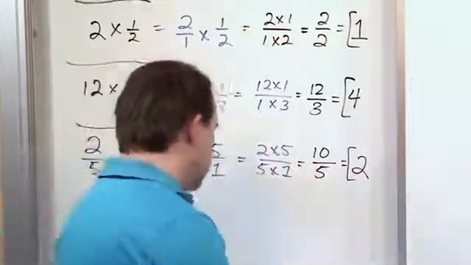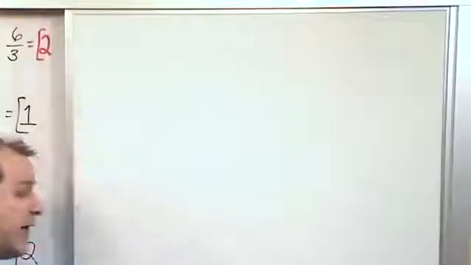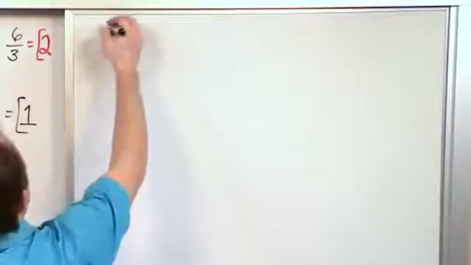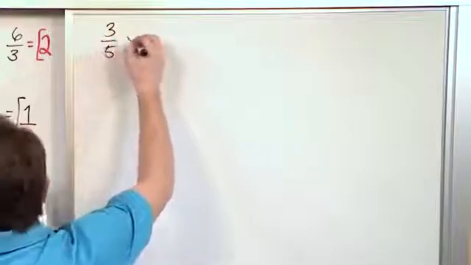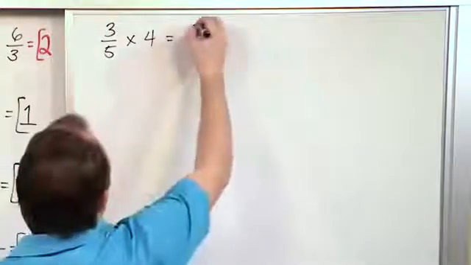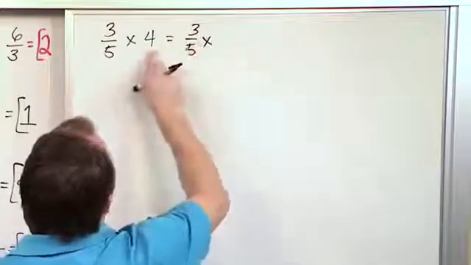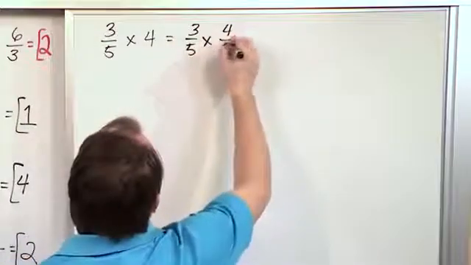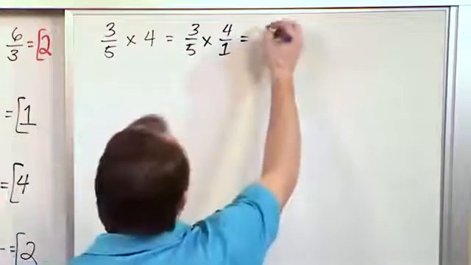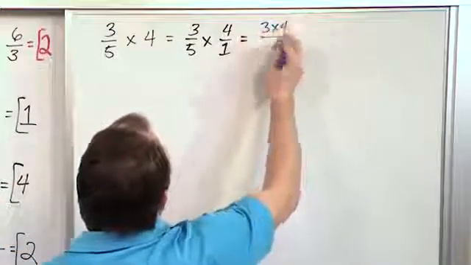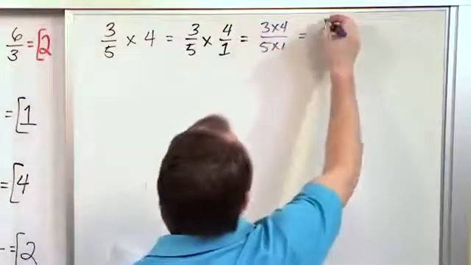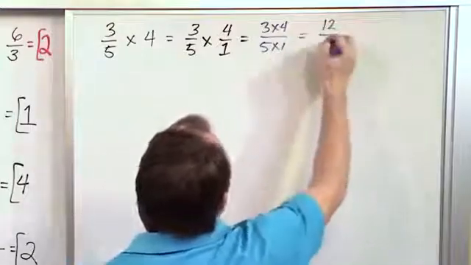Now let's do one where, when we do the multiplication, we don't actually end up with a whole number at the end. All right, let's say we're doing the fraction 3/5 times 4. We want to multiply this. So the first thing we do is we write 3/5 times, and we write the 4 as 4 over 1. So now we have a fraction times a fraction. Then we multiply the tops, 3 times 4. We multiply the bottoms, 5 times 1. On the top, 3 times 4 is 12, and on the bottom, 5 times 1 is 5.